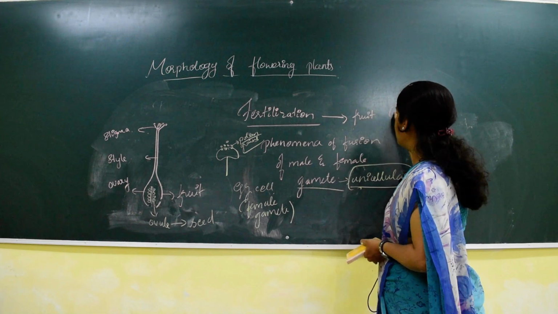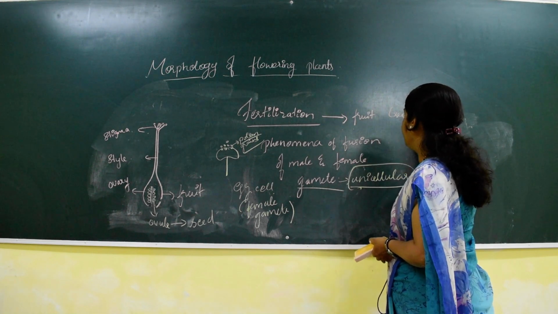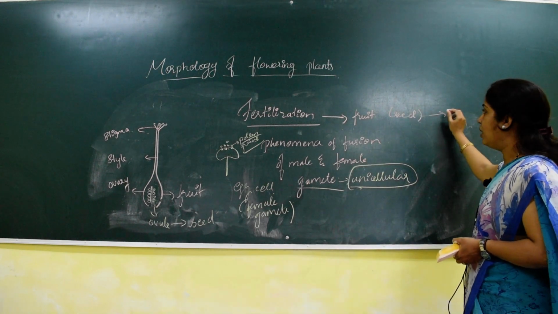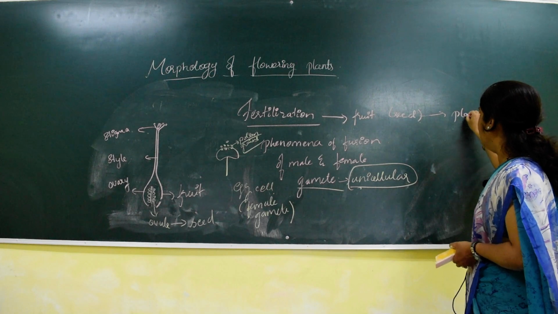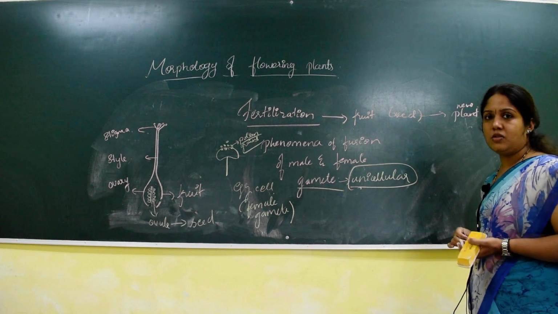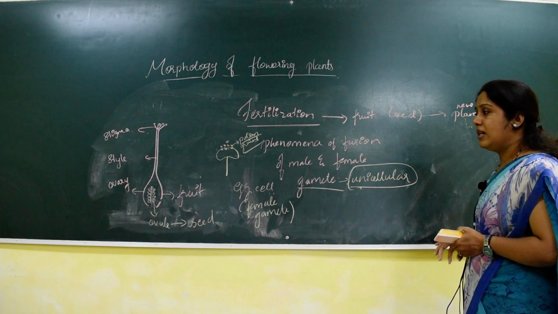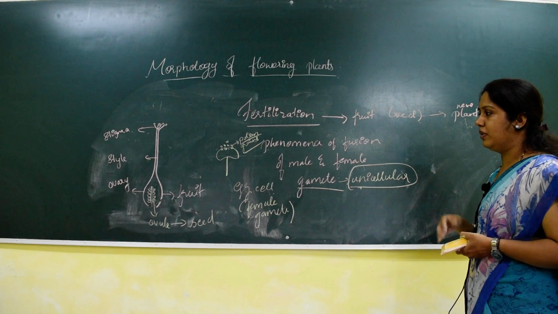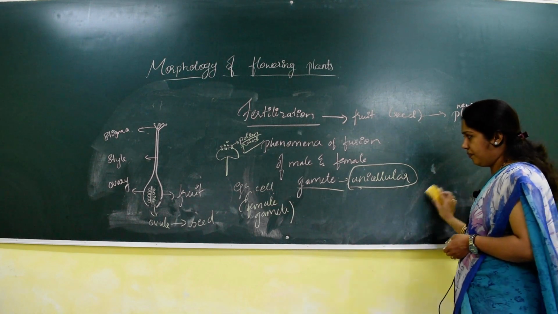The fruit consists of seed. Understood? When the seeds again come out from the fruit, this seed further gives rise to a new plant. Understood? So hence the seed is developed from the ovule, whereas the fruit is developed from the ovary.